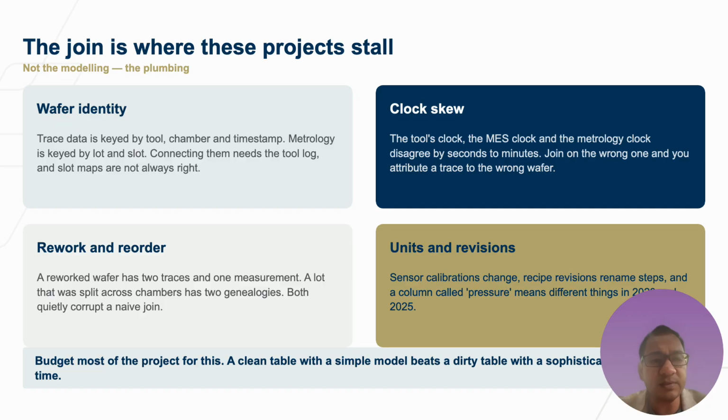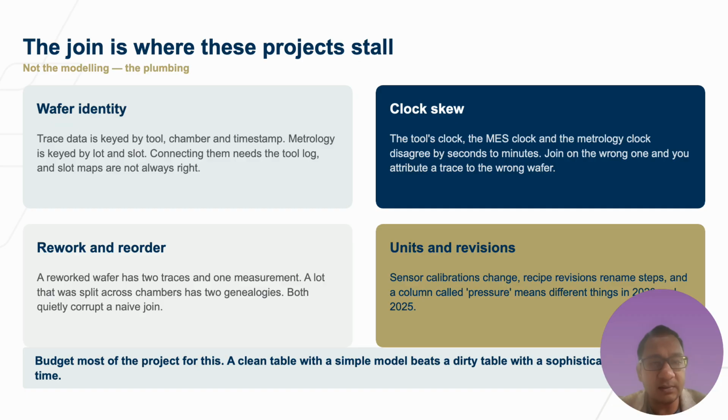And now the part that stalls these projects, which is the plumbing rather than the modeling. Trace data is keyed by tool, chamber, and time step. Metrology is keyed by lot and slot. To connect them, you need the tool's own log, which slot ran when, and the slot maps are wrong more often than everybody admits, especially after a wafer has been reworked or a carrier reloaded. The tool clock, the MES clock, and the metrology clock disagree, by seconds usually, minutes sometimes. Join on the wrong one and you attribute a trace to the neighboring wafer.